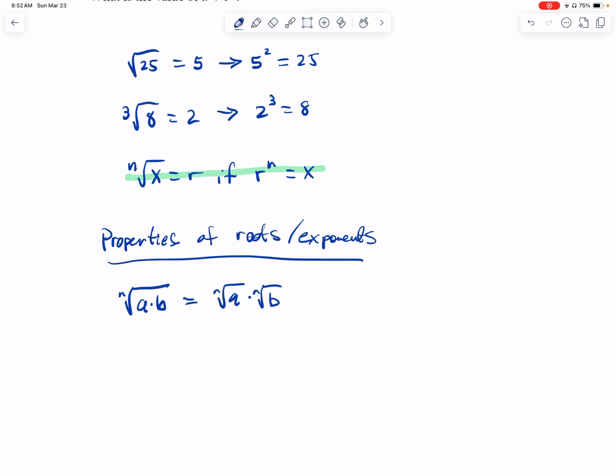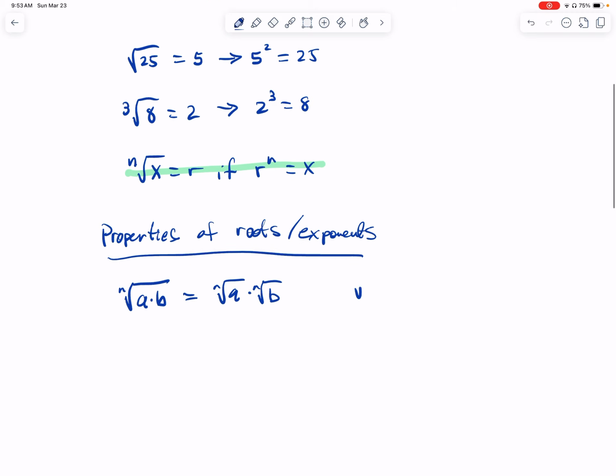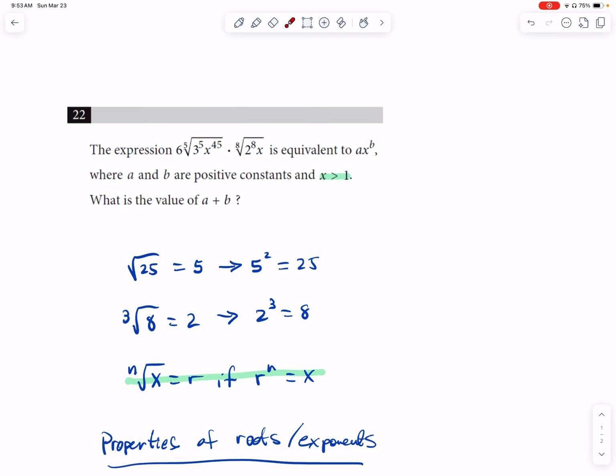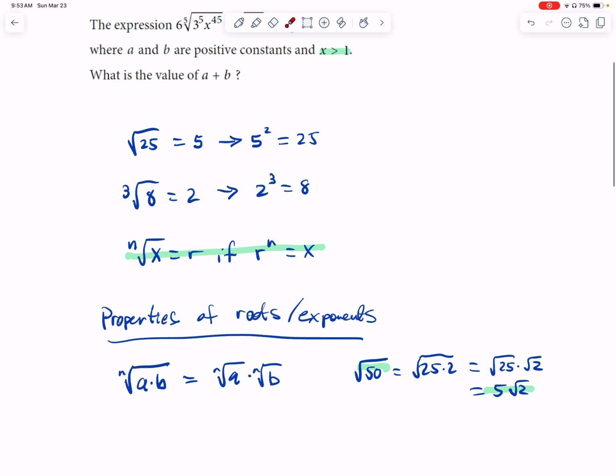As an example, if I have the square root of 50, I know this is the square root of 25 times 2, which is the square root of 25 times the square root of 2. The square root of 25 is 5, and the square root of 2 is left alone. This is how we would put the square root of 50 in simplest radical form. That's going to come into play here because we have to break up all of these roots.